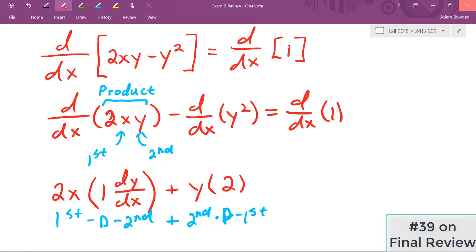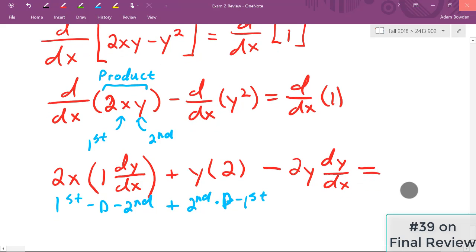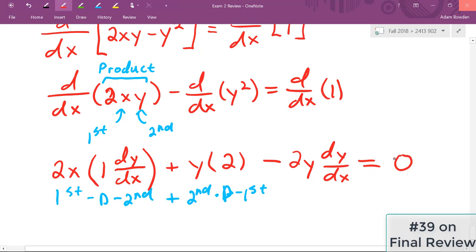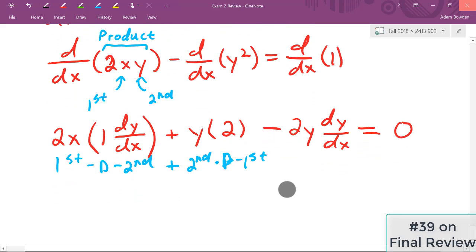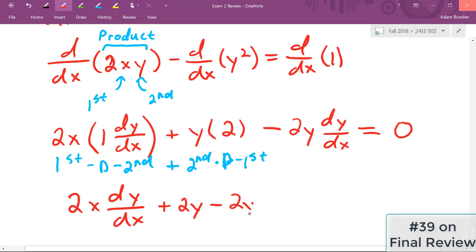Okay, then we got to take the derivative with respect to x of y squared. So we have minus, that will go 2y dy dx equals 2. On the other side, the derivative of a constant is just 0. So equals 0. So let's rewrite this a little bit different. This will be 2x dy dx plus 2y minus 2y dy dx equals 0.